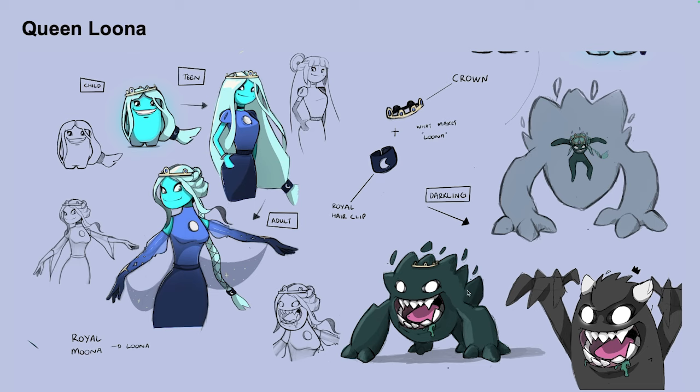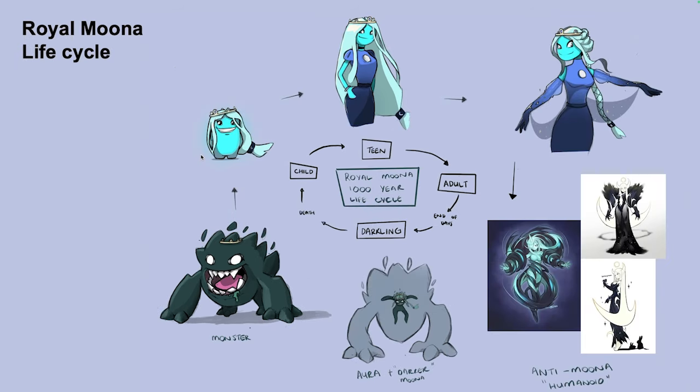But I'll take you through the darkling and how the darkling relates to the queen. Here you can see I tried to do a quick diagram of what the royal Moona's life cycle looks like. It's a continuous loop for the species. You can see here that the queen is a little girl, then she becomes a princess, and then she ages and matures into an adult.